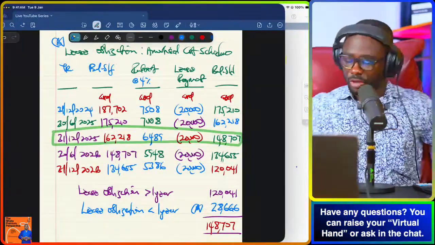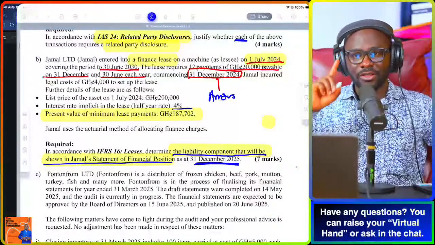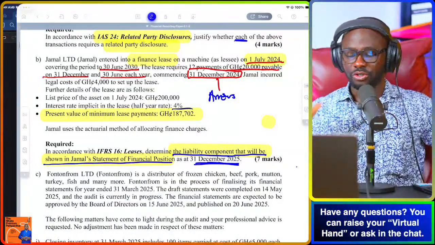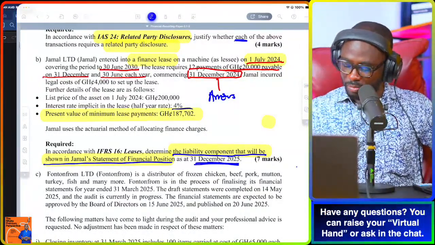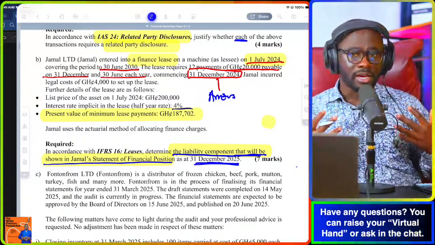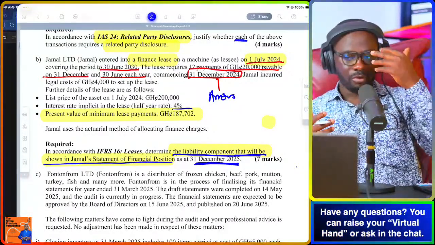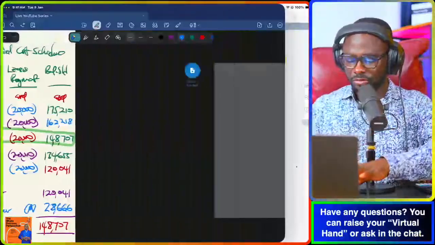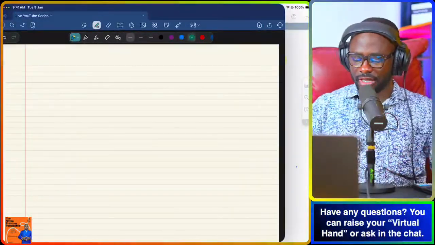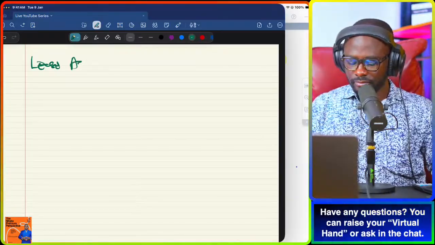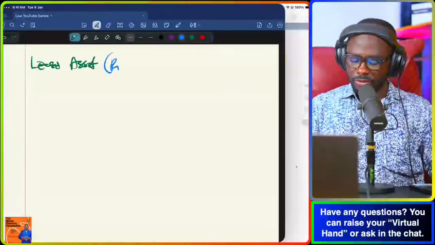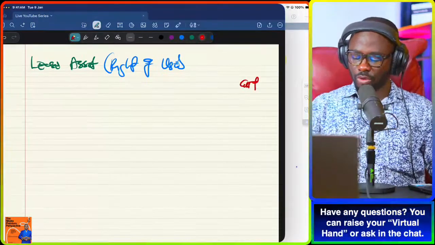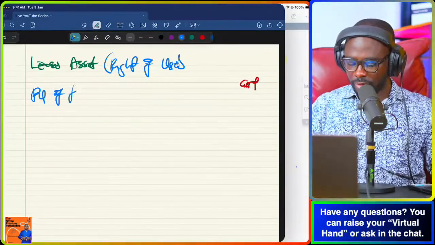That's all. Because the question didn't say, explain how the above transaction will be accounted for. That's not what the examiner said you should do. It just said, calculate the liability component. But I'm in class, okay? So if we were supposed to account for the right of use portion, how will it look? So permit me to bring that up as well. Let's account for the leased asset or the right of use. So we bring in the present value of the minimum lease payment.